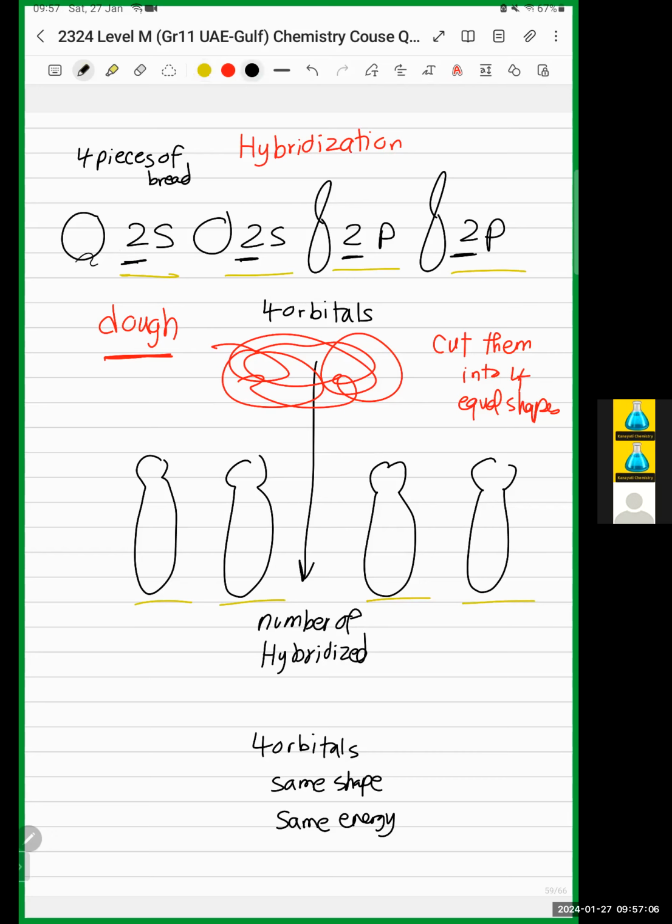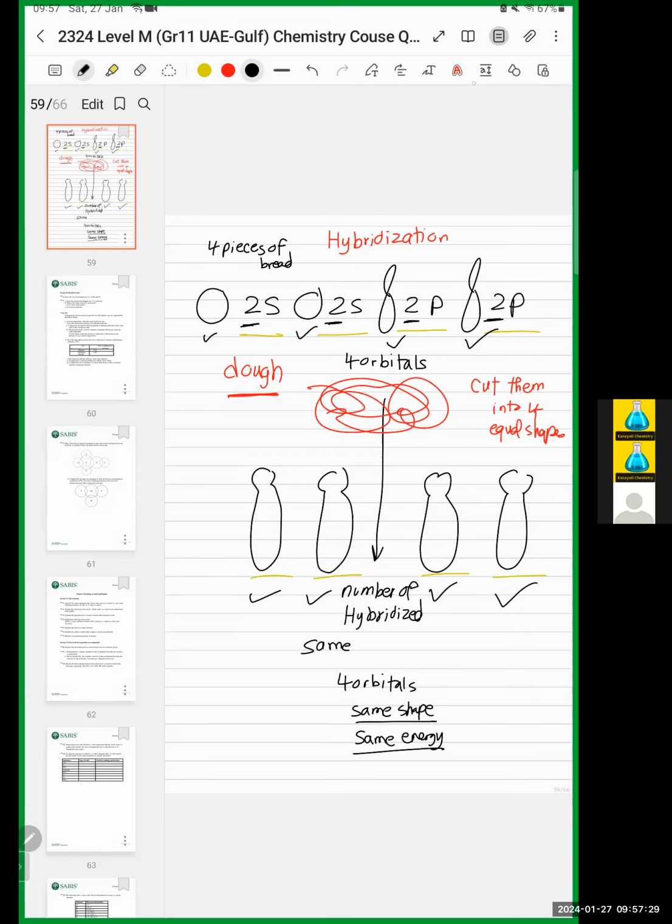Before, they have different shapes. You see 2 spherical here and 2 dumbbell shaped here. After hybridization, they are equal shape. So they all have the same shape, and they will have the same energy also. Now they will have the same energy and the same shape. So now if you make a bond with the hydrogen atoms, it will not make an issue.